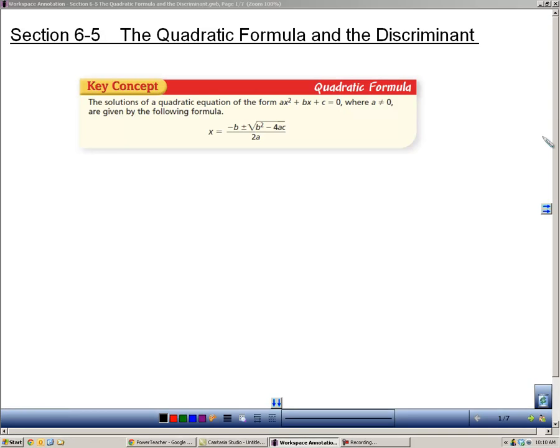Section 6.5 is about the quadratic formula and the discriminant. The quadratic formula is a way that you can find the solutions of a quadratic equation, and it's this formula right here. It's based on the a, the b, and the c in the quadratic equation. All you have to do is plug the values in and you'll find the solutions.